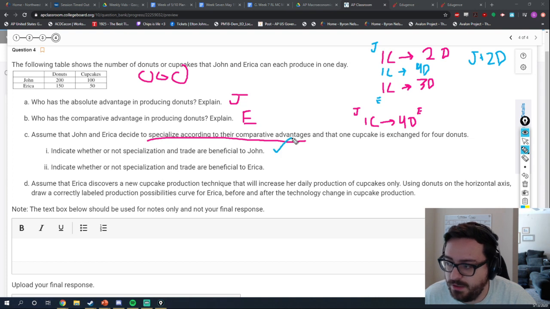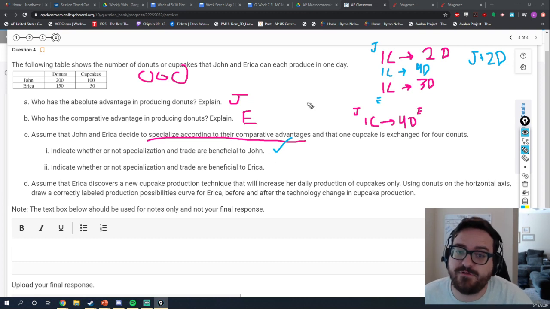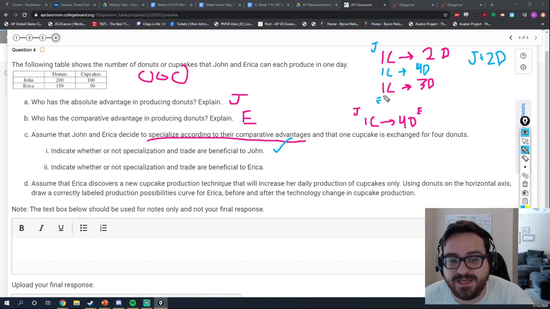Beneficial for John? You bet. It is absolutely beneficial for John. This is a sick deal for John. Which means this is bad for Erica if it doesn't fall in the range, but let's just explain it. Erica, again, she's not giving up cupcakes here. She is specializing in donuts. She is the person giving the 4 donuts in this trade. So before, what I have to focus on is the 3. She used to give up 3 donuts for 1 cupcake.